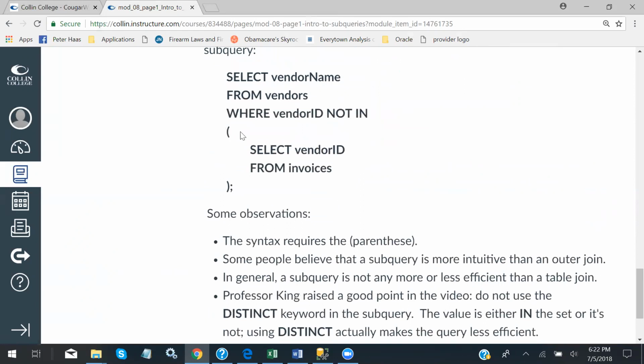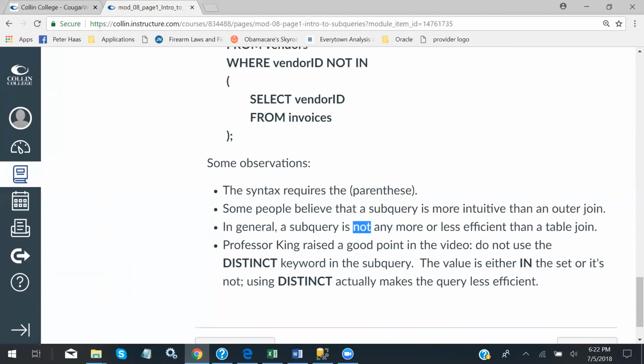Syntax requires these parentheses; they are not optional. Some people believe that a subquery is more intuitive than an outer join, or an inner join for that matter. I personally like it better. In general, a subquery is not any more or any less efficient than a table join. You may use them as you please, unless I ask you to use a subquery.